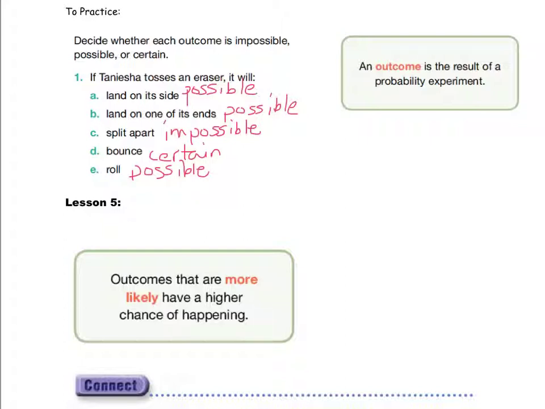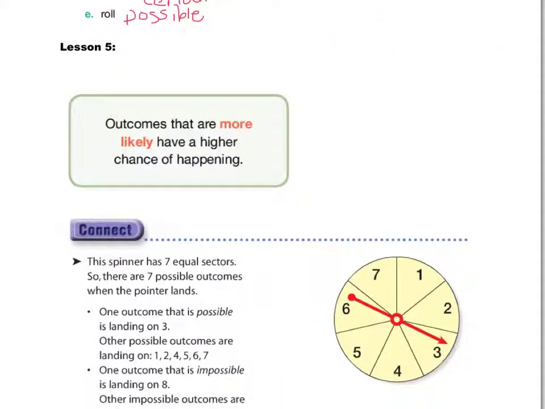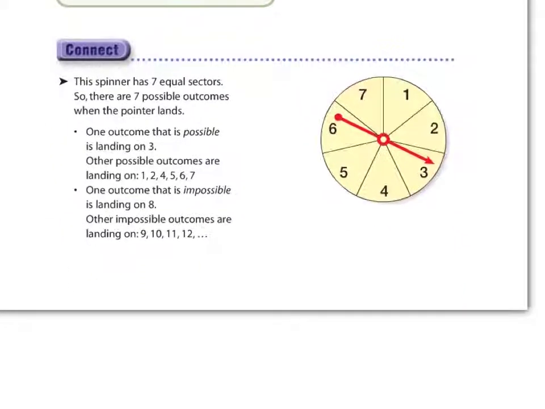Now we're moving into lesson 5, which isn't that much different. It's just now whether or not outcomes are more likely or have a higher chance of happening. So comparing the likelihood of events. So let's take a look at our connect section here. This spinner has 7 equal sectors, so remember the size has to be important. They should all be the same size when you're comparing them. There are 7 possible outcomes where the pointer can land. One outcome that is possible is landing on 3.